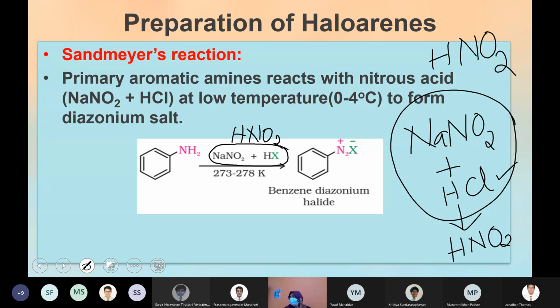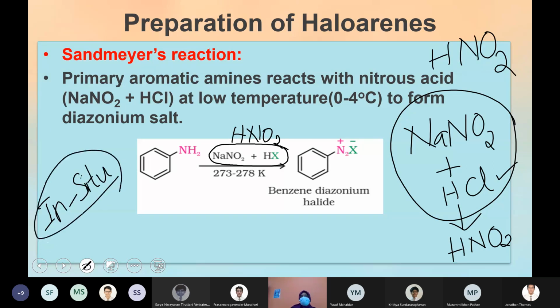This kind of method, where a reagent is not added but prepared along with the other reactants, is called an in situ reaction. In situ means inside the reaction mixture. HNO2 is not added as HNO2, but is prepared by adding the other reagents inside your reaction vessel. There are many in situ reactions, but this is one example where HNO2 is prepared from NaNO2 and HCl.